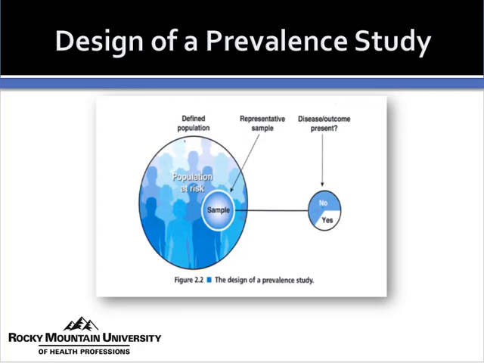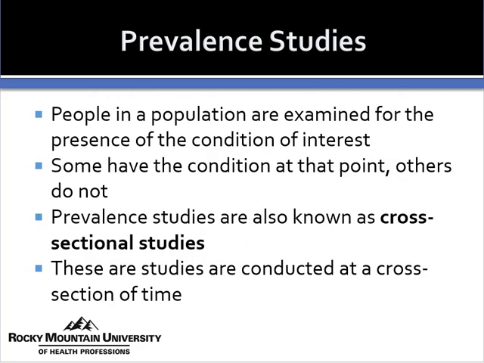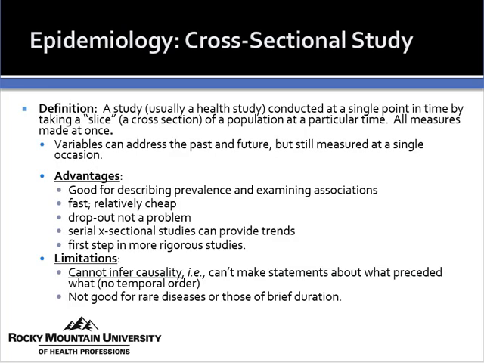Design of a prevalence study, basically cross-sectional. You have a group of people you're looking at, and then you are collecting information on them at one point in time. So you're taking a cross-section, a slice of the population. So it's good for looking at prevalence. You can examine some associations by using a prevalence odds ratio. These are fast studies to do.